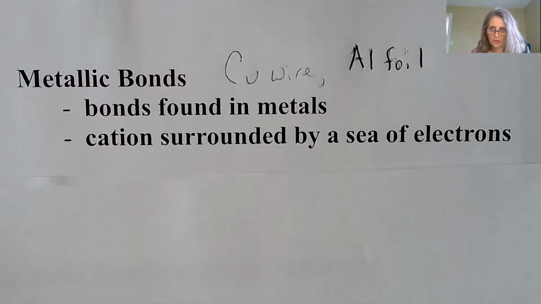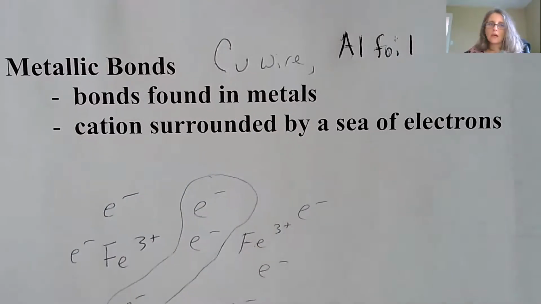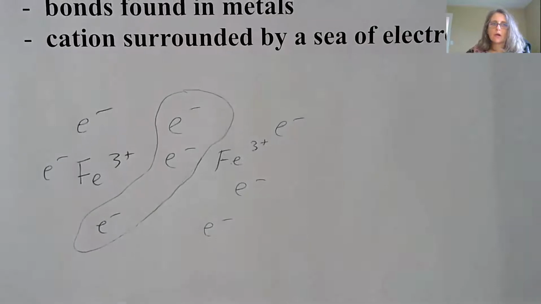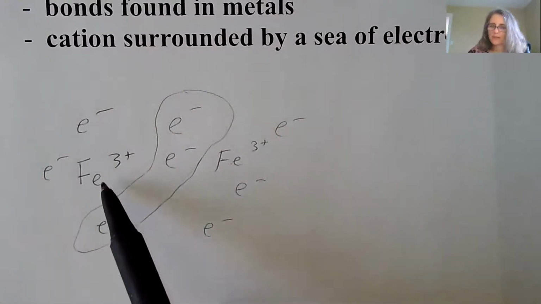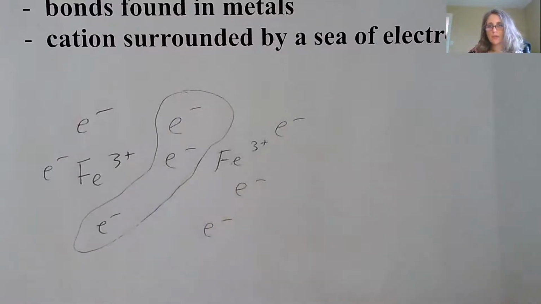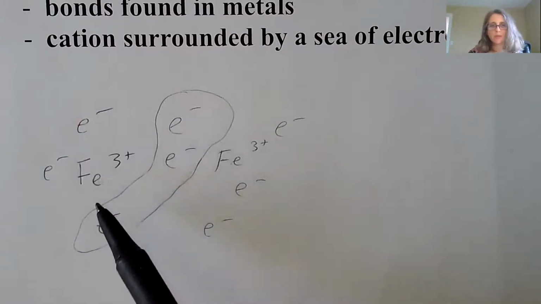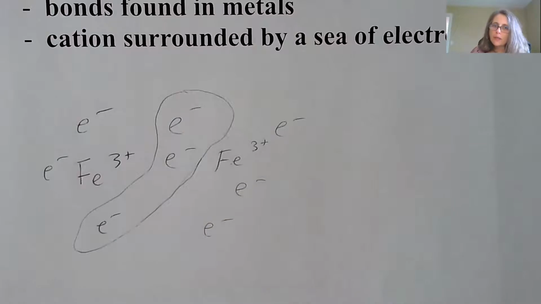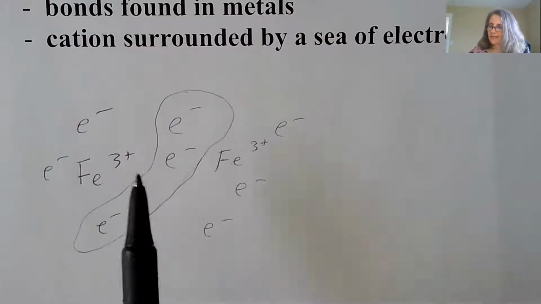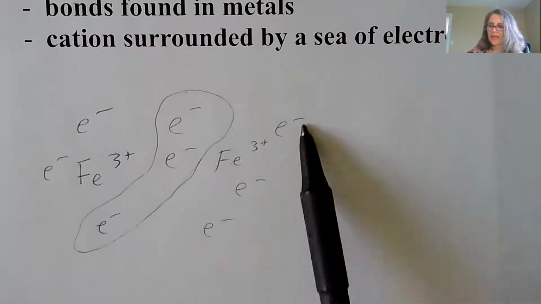So I'm going to draw you a picture of iron. Iron is going to be my example. Iron is Fe. And so if I am drawing what we call a cation surrounded by a sea of electrons, iron can have a +2 or a +3 charge. So let's say we have a +3. If we have a +3, that means it has lost 3 electrons. And so these electrons are surrounding these cations, okay?